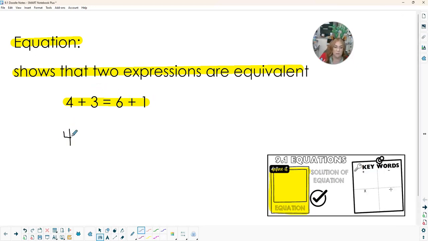You could also just have a single digit like we are used to with an answer of 7. But these are also equivalent as well. We just have two expressions. They have the same value on both sides of the equal sign. So equations have equal signs, expressions do not.